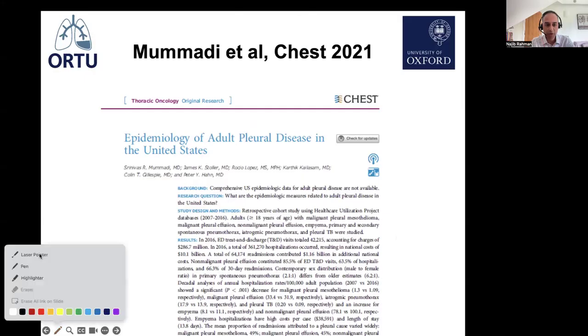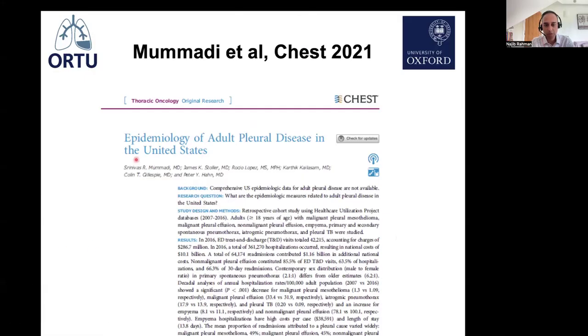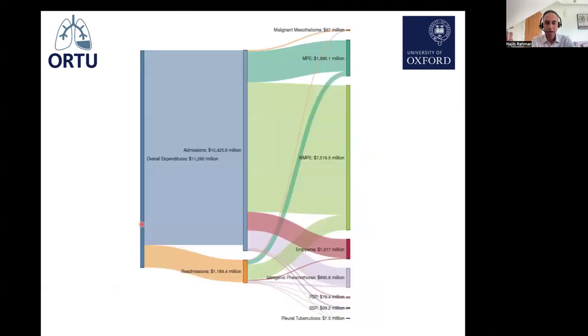Let me just bring up my pointer. Sri Mohammadi, it's well worth a read, and it was a project over roughly a 10-year period. And this is what they showed. So they looked at the total cost of pleural disease as a proportion of all spending within the USA. And you can see here that malignant pleural effusion, 1.8 billion, non-malignant pleural effusion, so heart failure and so on, 7.5 billion. So this is an incredibly important disease area for all of us.